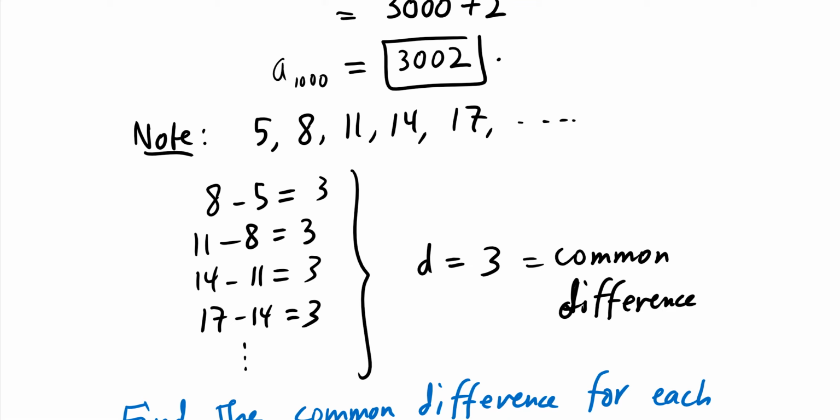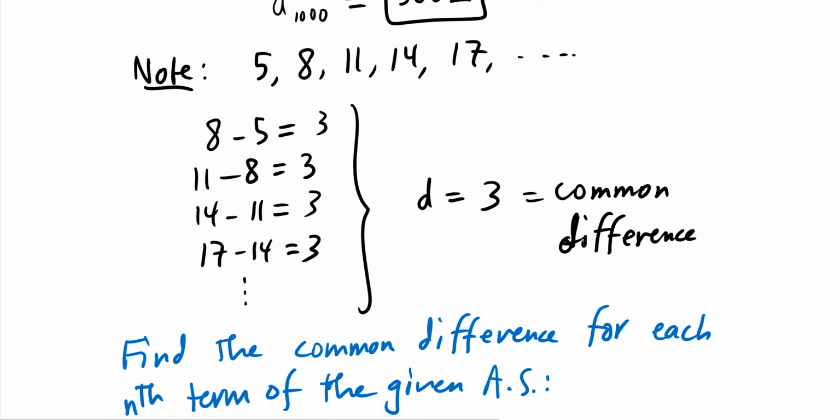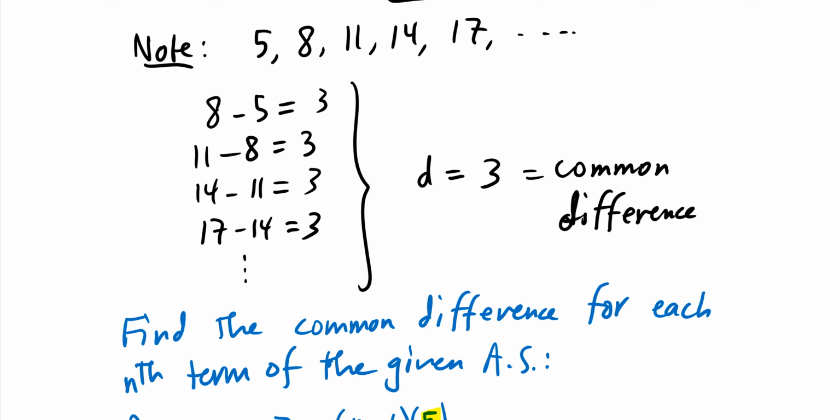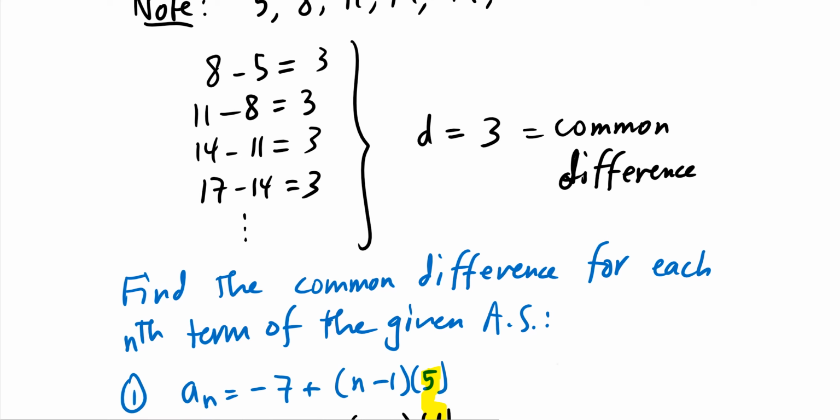So if they give you a list of numbers and you want to find out if it's an arithmetic sequence, you want to test if the same number is being added to the sequence. How do we find the common difference for the nth term of a given sequence? Let's say they give us this an. They want us to find the common difference, which is d, right?